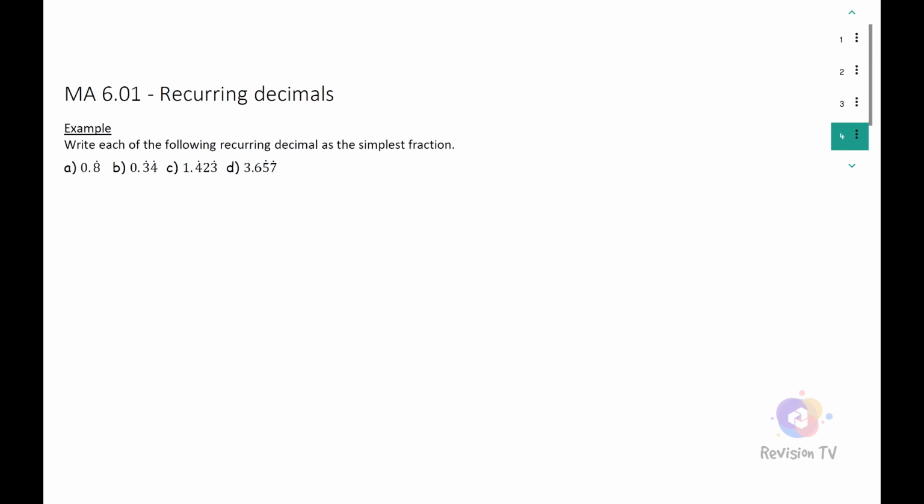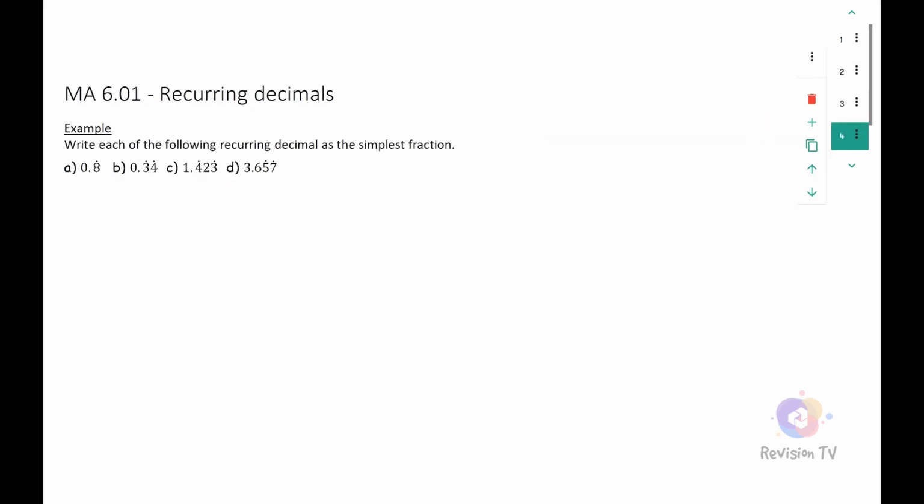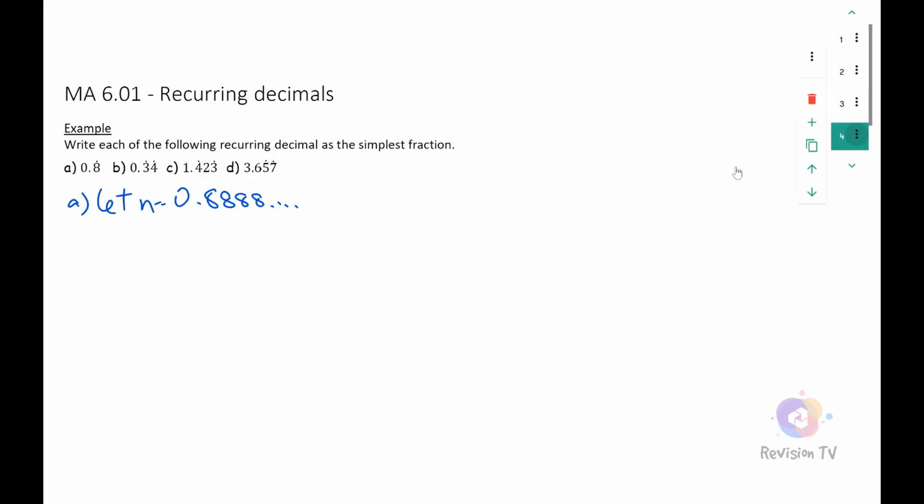Example number 2. This time we're going to write each of the following recurring decimals as the simplest fraction. So we're going to write them as fractions, performing the same steps as the previous example. I deliberately chose the same numbers as the previous example to make it a bit quicker and easier to explain. So for part A, 0.8 recurring, I'm going to let n be 0.8 recurring again, 0.8888. But I know from the previous working out, I can use 10n.